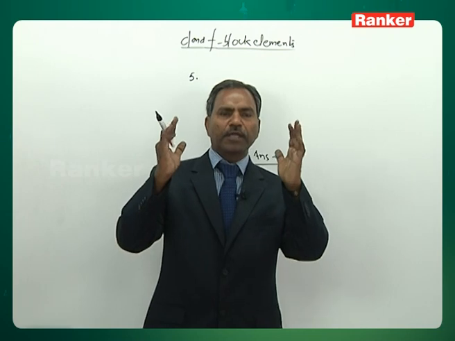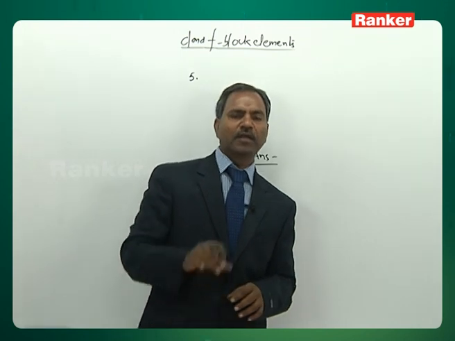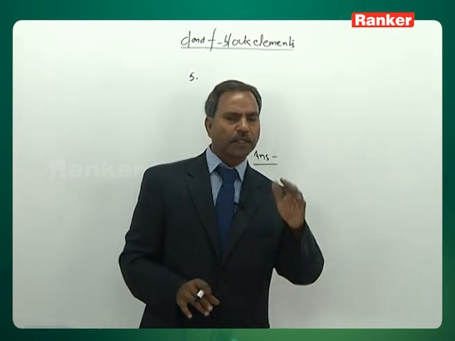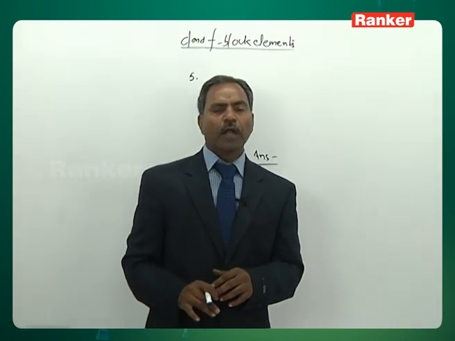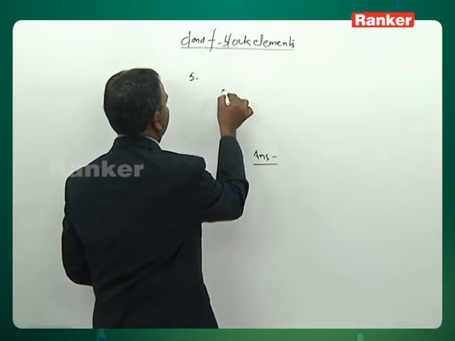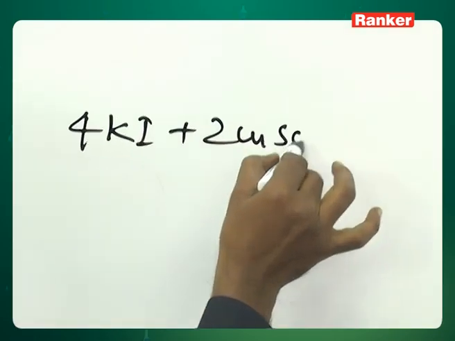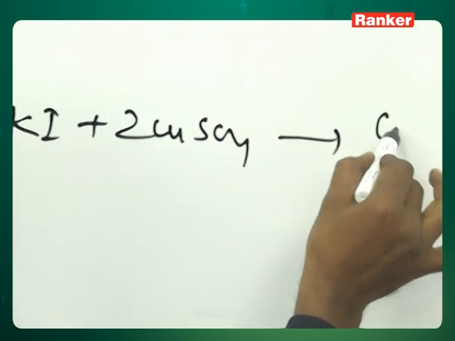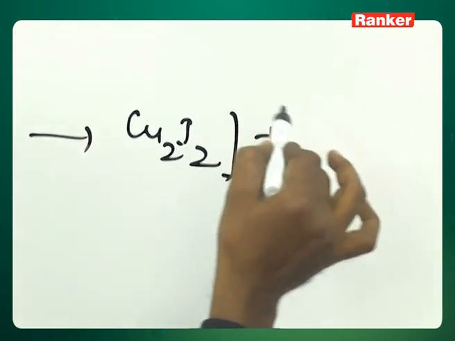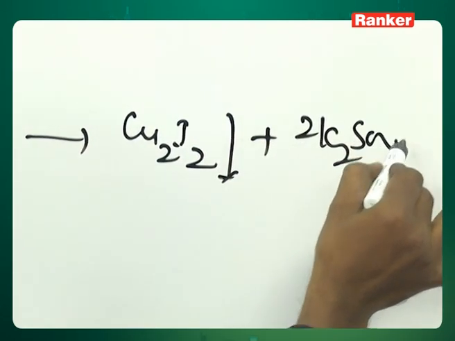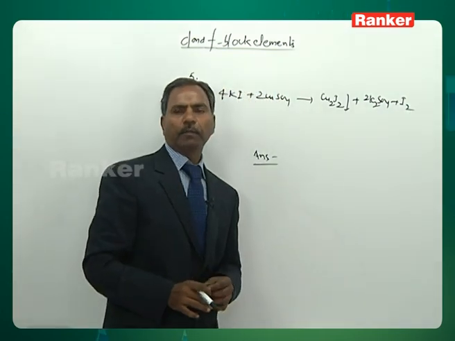This equation generally comes in volumetric analysis, but it is related to d-block elements. Look at the board: 4KI reacts with 2CuSO4, and you get Cu2I2, a precipitate, followed by 2K2SO4 plus I2. This is the reaction between potassium iodide and copper sulfate.